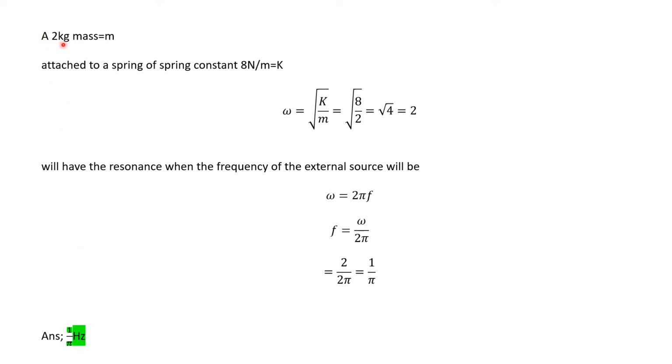That is the mass is 2 kg attached to a spring of spring constant k is equal to 8 Newton per meter. So the angular frequency omega is equal to root over of k by m. So by putting these two values we can find out that omega is equal to 2. Again we know that the frequency is given as omega by 2 pi. So by putting the value of omega in this equation we can find out it is 1 by pi hertz.